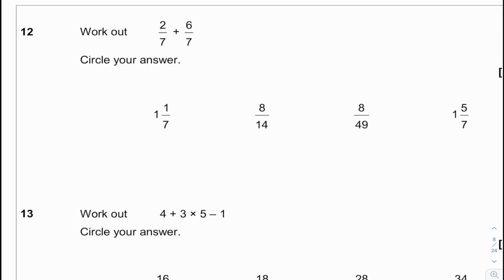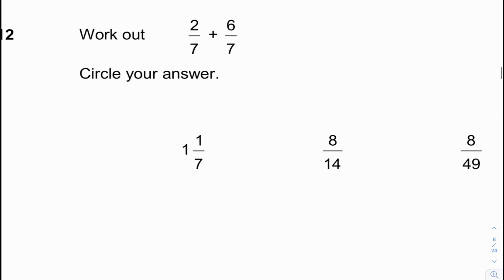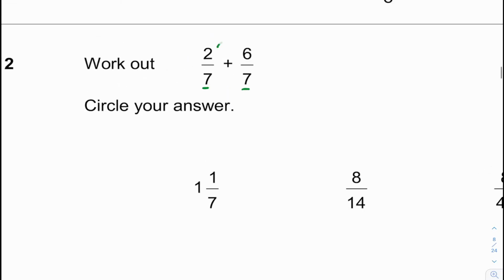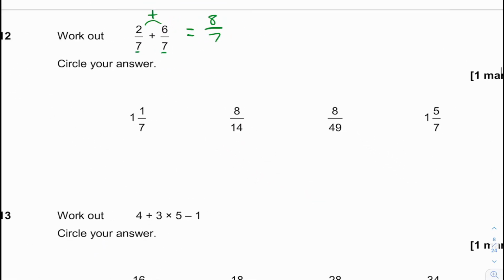Question 12, we need to work out the value of 2/7 plus 6/7. Okay, so as the denominator, the bottom number on the fraction, is the same, all we have to do is simply add our two numerators together, and this gets 8. We keep the denominator the same, so 8 over 7. Is that answer there? It is not.